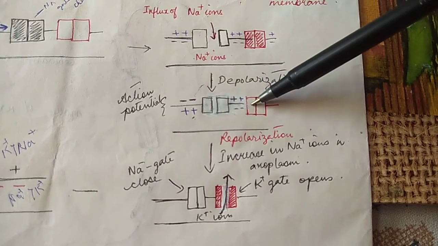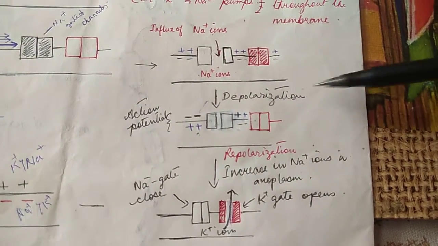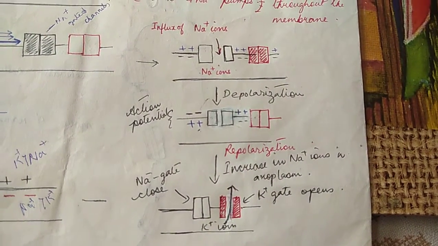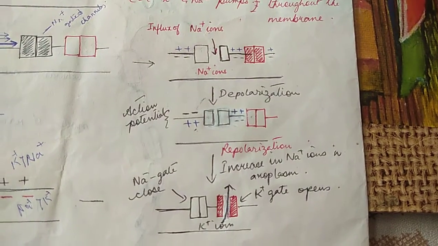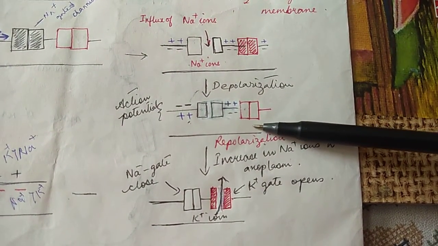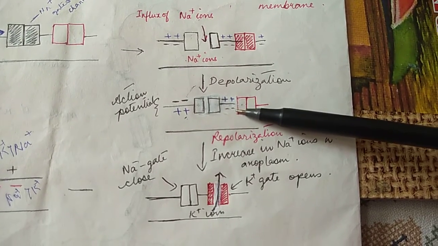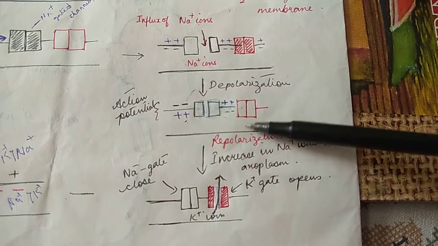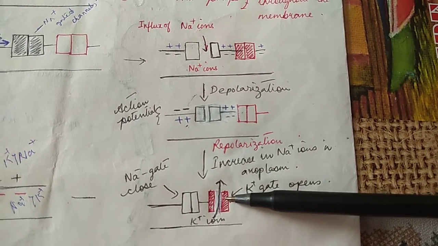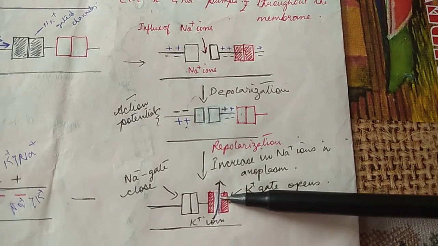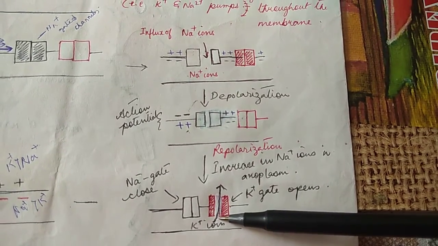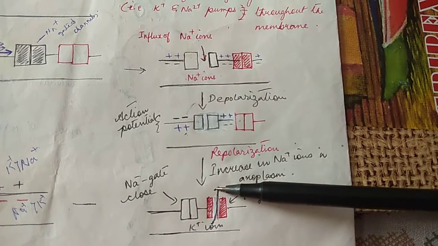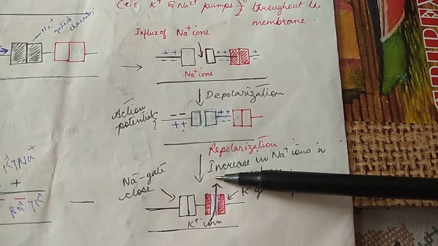With the continuous influx of sodium ions inside the axon, the concentration of sodium ions increases. As a result, it leads to the opening of the potassium gated channels. Due to the difference in the concentration across the membrane, potassium ions rush out into the extracellular fluid.